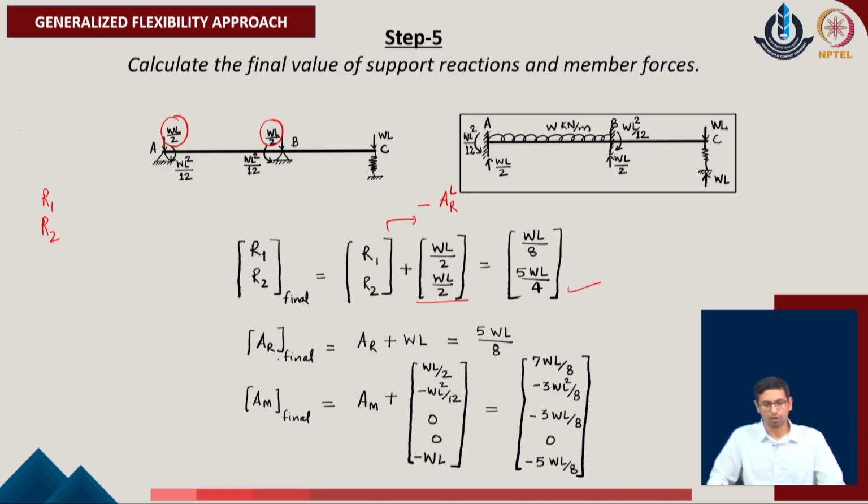In the same manner, one can also define the A of R final, which is the redundant value A of R which we have already evaluated in the previous step, and the W L component, the load amount which has not been added in the previous step of the given system. So, we add that component as well, and that gives us the net value of the redundant value at the given support C of the given problem. And finally, we have the member forces of the given system.